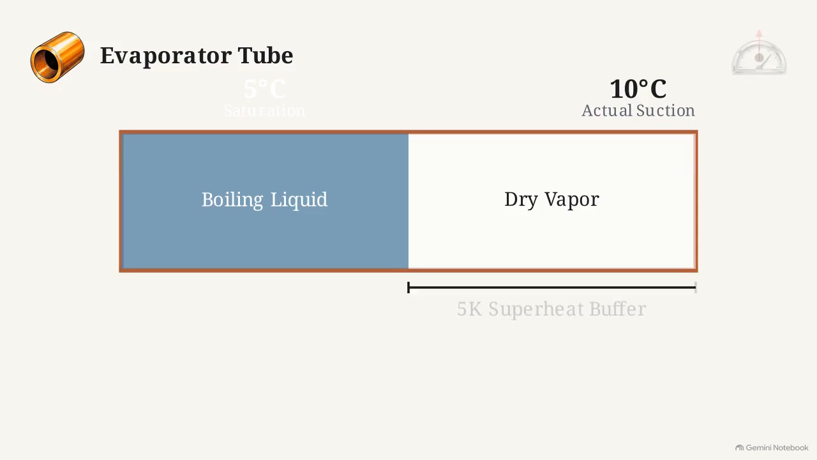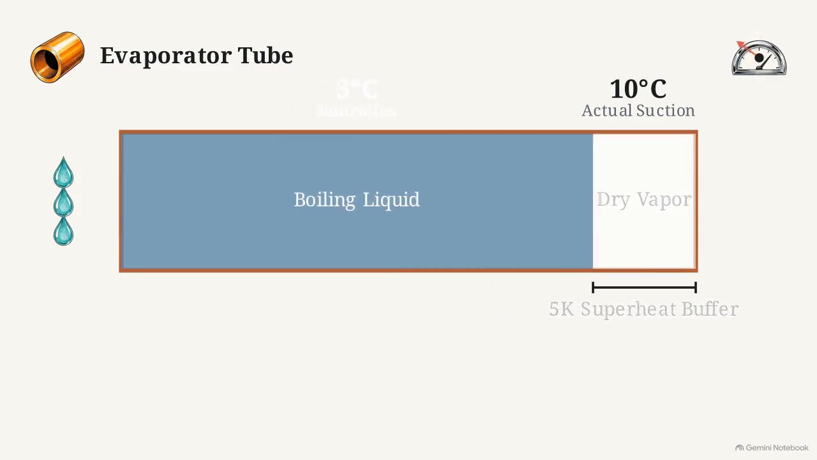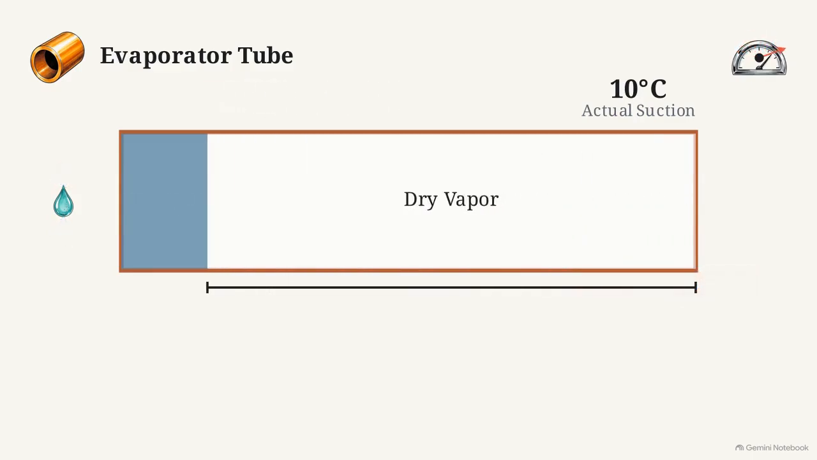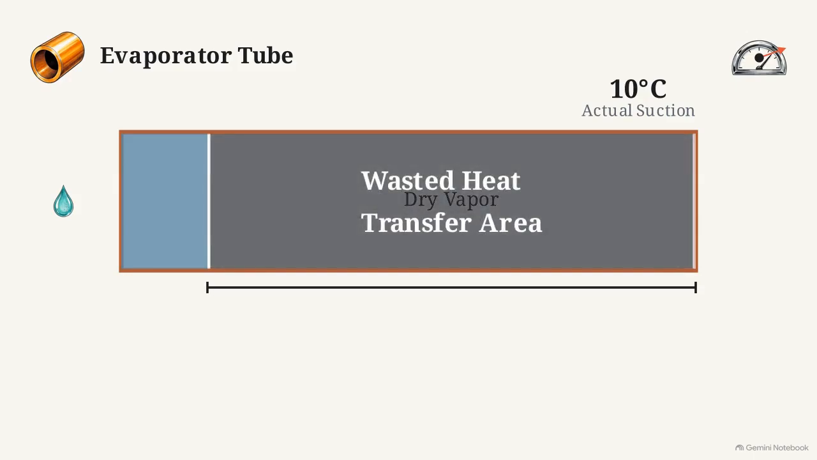If the boiling zone is 5 degrees and the vapor exit is 10 degrees, the system runs a safe 5 Kelvin superheat buffer. If the expansion valve overfeeds the coil, it results in low superheat. The boiling liquid line surges dangerously close to the exit of the tube, shrinking the dry vapor safety buffer and risking liquid floodback. Conversely, high superheat occurs when an underfeeding valve causes the liquid to boil off too early. This leaves a massive, inefficient expanse of dry vapor, wasting large amounts of the evaporator's engineered surface area.